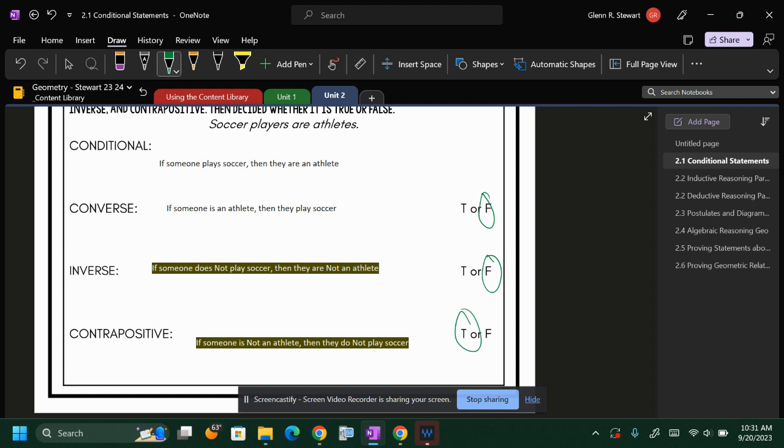And then if someone is not an athlete, then they do not play soccer. That is true. Tomorrow, we will work a little bit more about conditionals and do some vocabulary with biconditional statements and check for understanding. Until then, I'll see you then.